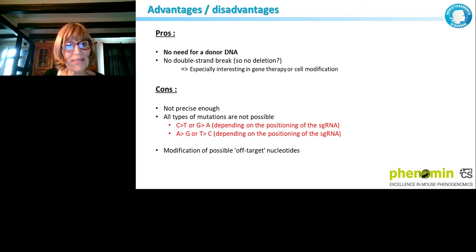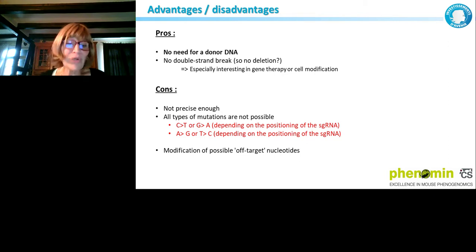And the con is that it is not precise enough. The real problem is that in this editing window, if you use cytidine deaminase and you have more than one C, it can potentially modify all the Cs. And of course, you are limited in the mutation you want to introduce: C to T, or G to A according to the strand you are on, for the cytidine deaminase, or A to G or T to C, according to the strand, for the adenine deaminase.